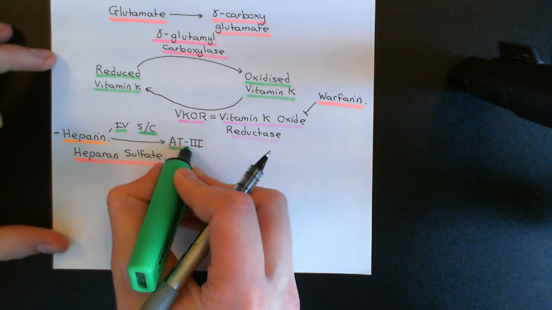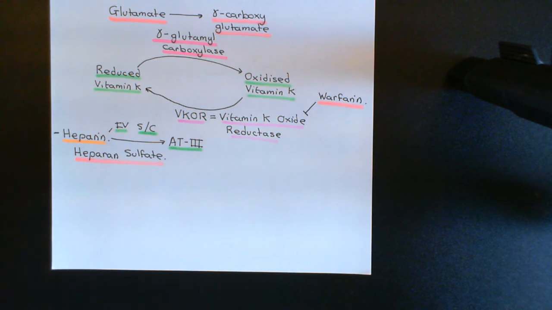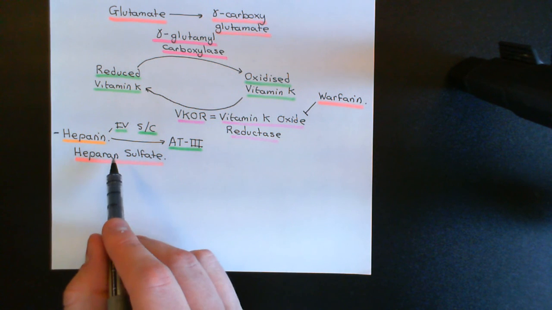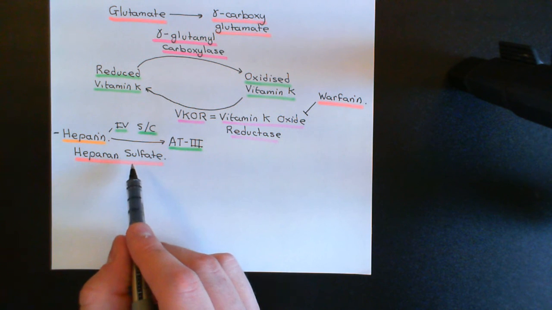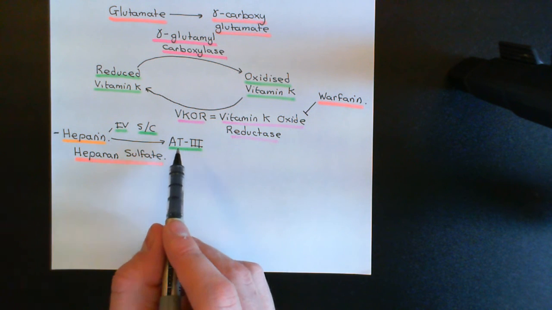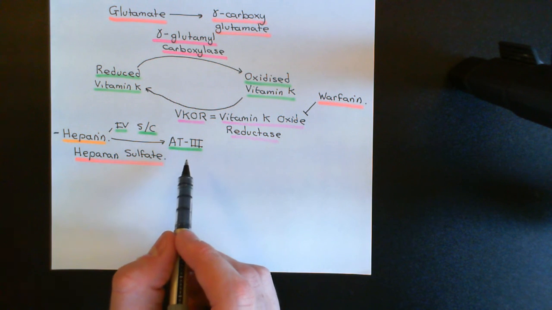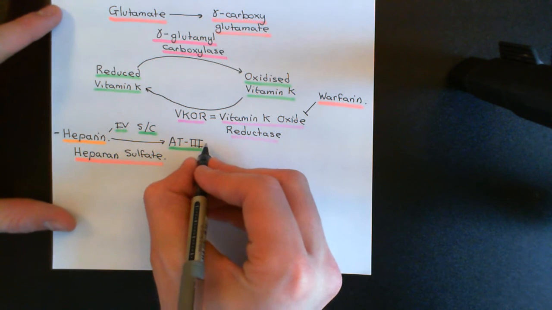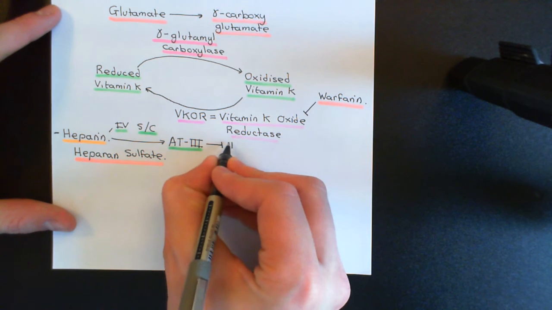So antithrombin-3, AT3, this molecule that's produced in the liver, once it is bound to the heparin, just like what would happen if it binds to the heparan sulfate molecules, it then becomes active and is now capable of inhibiting factor 2A and also factor 10A.